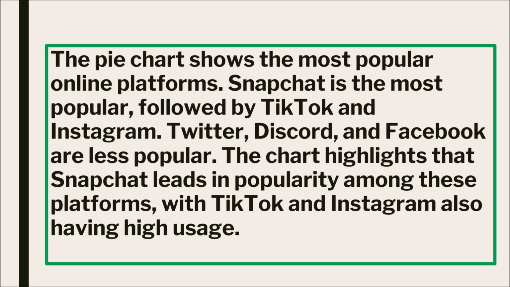The pie chart shows the most popular online platforms. Snapchat is the most popular, followed by TikTok and Instagram. Twitter, Discord, and Facebook are less popular. The chart highlights that Snapchat leads in popularity among these platforms, with TikTok and Instagram also having high usage.